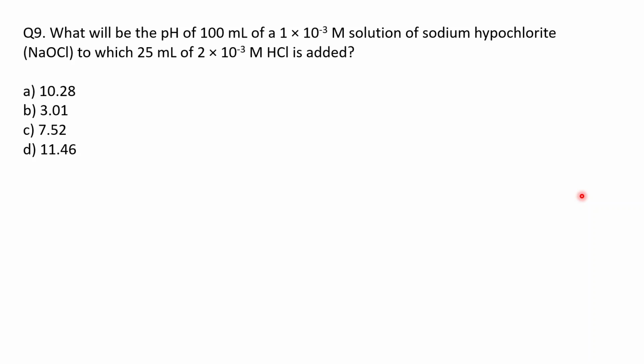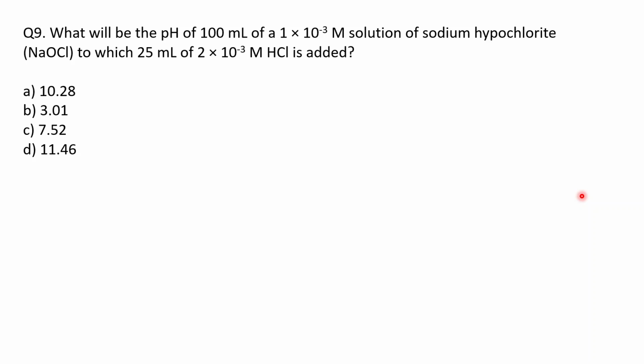So coming to question number 9, what will be the pH of 100 ml of 1 into 10 raised to power minus 3 molar sodium hypochlorite, to which 25 ml of 2 into 10 raised to power minus 3 molar HCl is added? Here, this type of question we have seen in class lecture. If you have checked it properly, you can easily solve this.